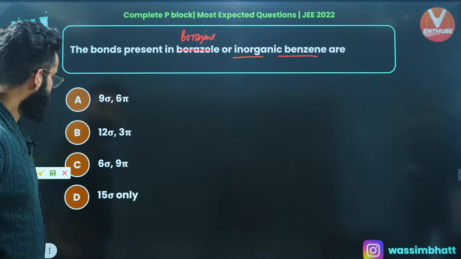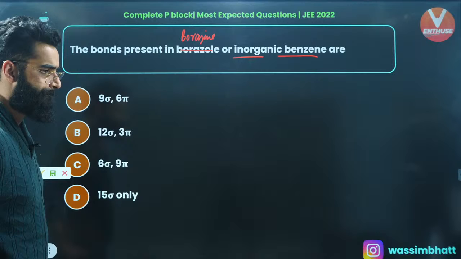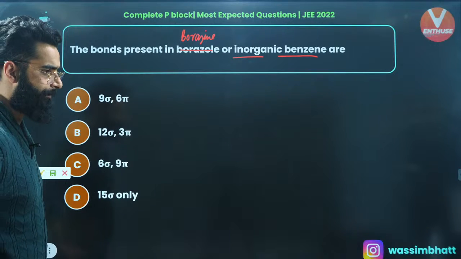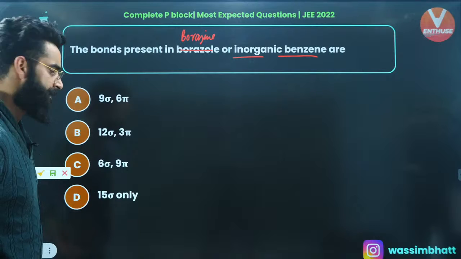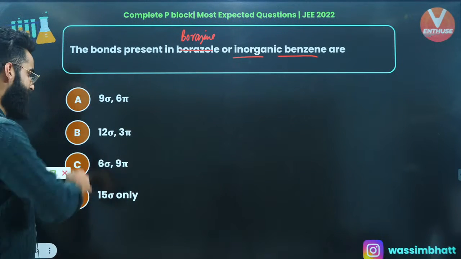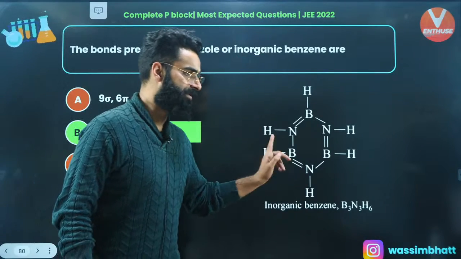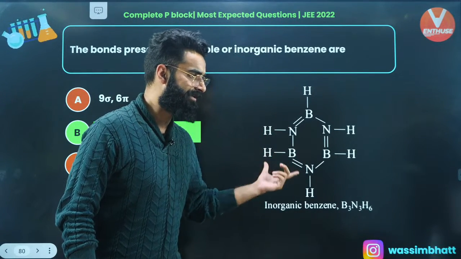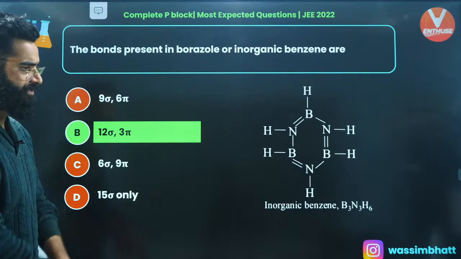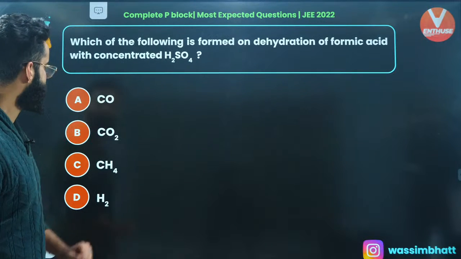Okay. So people, what is going to be the correct answer of this particular question? What do you think? Well, if you do not remember its structure, then you cannot answer this question. It's going to be 12 sigma and 3 pi. Have a look at this structure and do remember it as well. This is the structure of your inorganic benzene, or you call this borazine. So there are 12 sigma bonds and 3 pi bonds involved in this one.